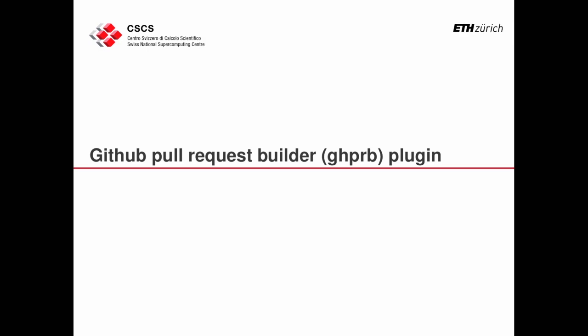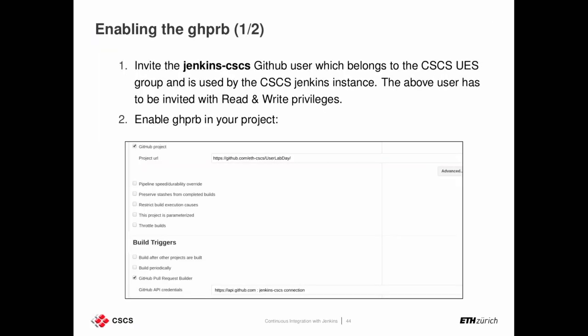Another one that I mentioned also in the plugins is the GitHub pull request builder, which is also based on polling, but it will trigger jobs based not on branches, but on pull requests on GitHub. For this plugin to work, you need to invite this user, the Jenkins CSCS user on GitHub, which is associated to CSCS, and it needs to have read and write privileges to your repository.